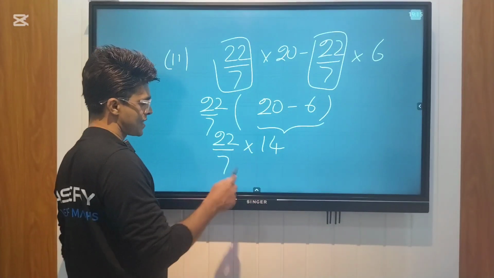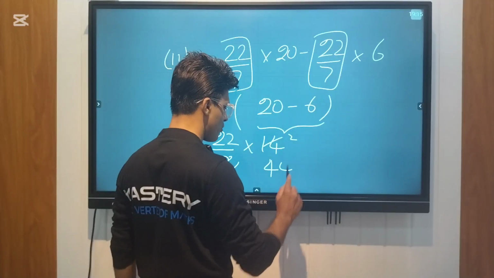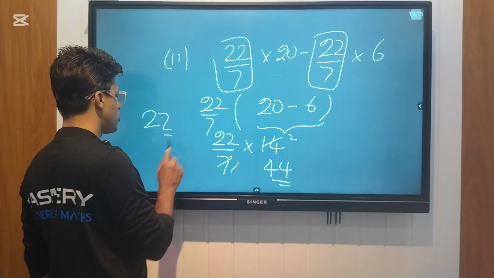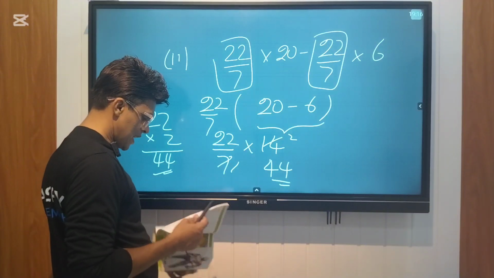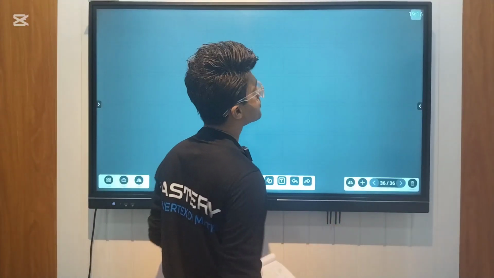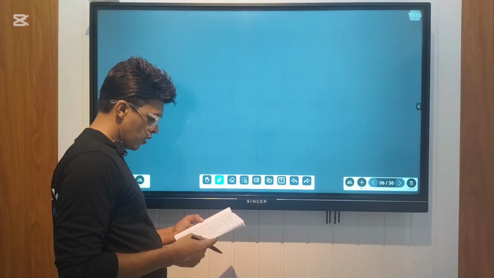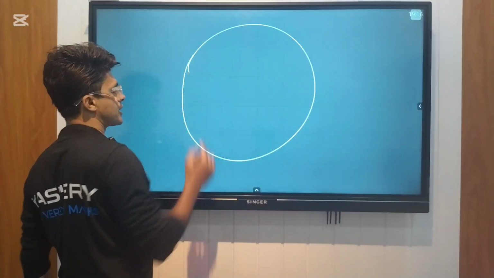Now you can simplify that, 1 time, 2 times. 22 times 2 is 44. 22 times 2, 44. Right? This is the answer. Here is a good question really. So the next one, the 20th question, is: find the value of x. You need to get the value of x here.